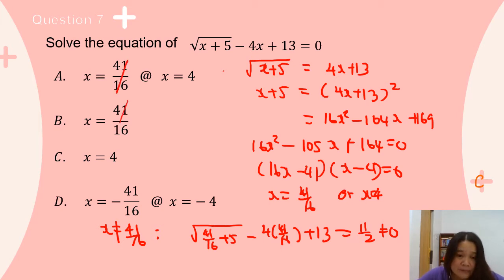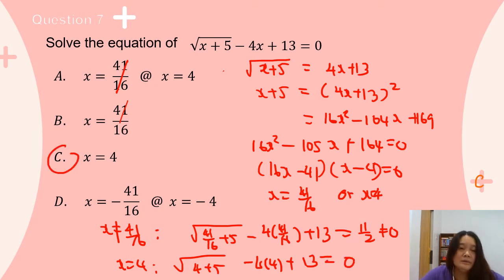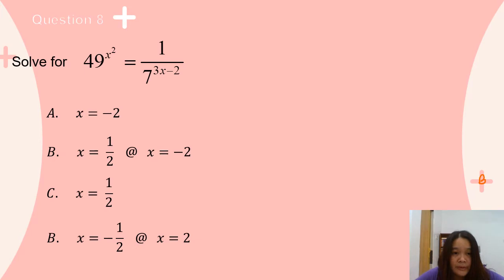So we only have this one to double check. So we substitute 4 plus 5 minus 4 plus 13. So you will get 0. So definitely C is the answer. So question 8 is the indices question.